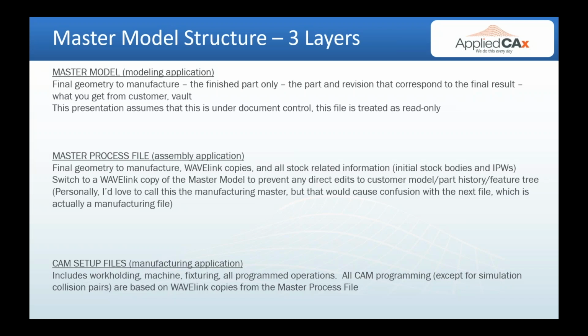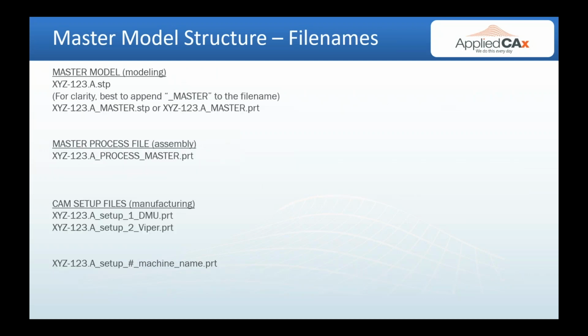So, if you want sample file names, your master model in your modeling application might have like an xyz123.a.step. You change that to master.step or master.part. You bring that in and call it a process master in your assembly. And then you have a variety of manufacturing setup files. So we have at Applied a couple different machines. We have a DMU and we have a machine called Viper. So if you are programming a first setup in our 5-axis machine and then a second setup in our 3-axis machine, these are some of the file names you might use. And down here at the bottom is sort of like a general file structure.